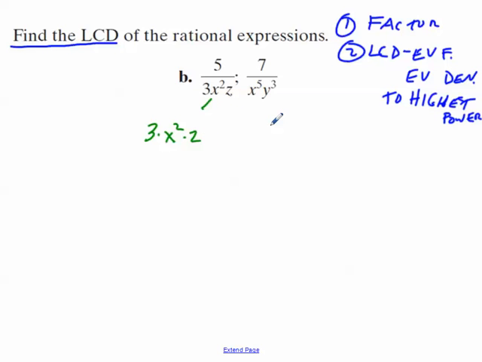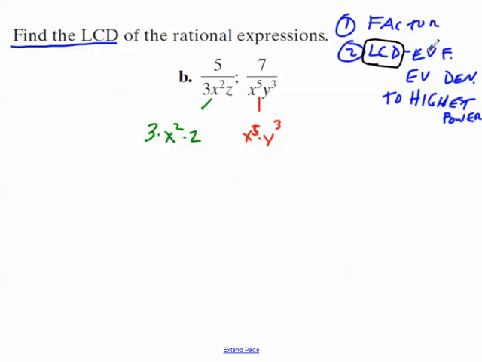And then we can go to the red and say, well, I've got x to the 5th power and y to the 3rd power. And those are both factors because they multiply together. So we've factored, and step number 2 says let's find our lowest common denominator.